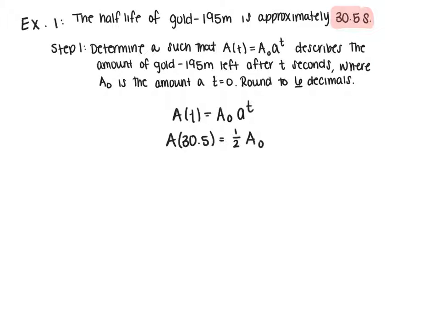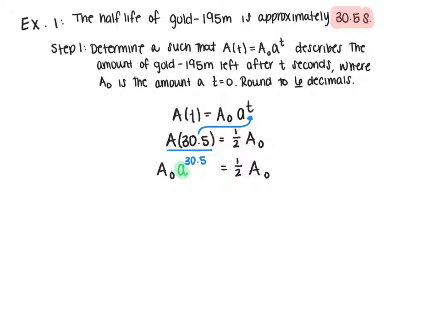Now what I need to do with this part on the left is write that in the function. Where there was a t, replace it with 30.5. So I'll have A0 times A raised to the t power, but t in this case is 30.5. And then I carry down the right-hand side, 1/2 A0. So now I have this nice function that I'm able to actually solve for A. I'm working on getting this A by itself, so I'm going to highlight that.